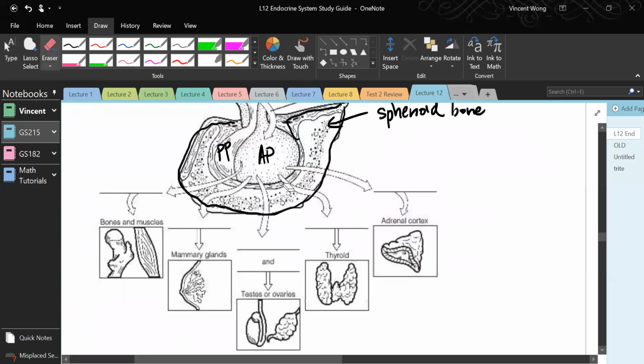So what's going on with the AP? Well, in the AP, we have the tropic hormones and then the non-tropic hormones. So which one targets the bone and the muscle? Which one causes the bones and the muscle to grow? Anybody want to give it a try? Which hormone causes the bones and muscle to grow?